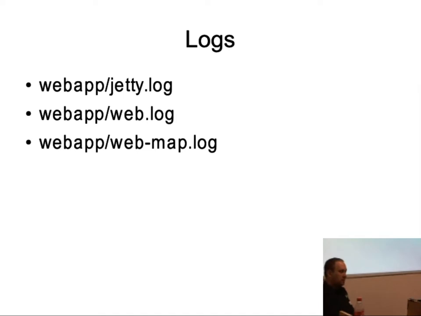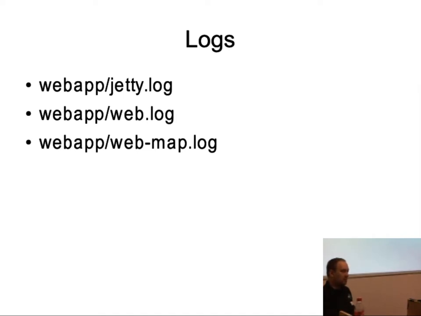For the UI component of OpenNMS, we've got the three logs: the Jetty log, the web.log, and webmap.log. Jetty log contains pretty much everything from Jetty when it's going through its startup and telling you where and what it's doing.